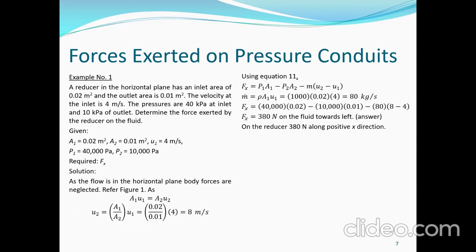So, Fx equal to P1A1 minus P2A2 minus m dot times U2 minus U1. Take note, yung m natin dito is the mass flow rate, m dot. Di ko nalagyan doon. So, rho A1 U1 is equal to 1,000 times 0.02 times 4 is 80 kilogram per second. Substitute pressure as in Pascal, Newton per meter squared. Okay, 40,000 times 0.02 minus 10,000 times 0.01 minus 80 times 8 minus 4 or 380 Newton.